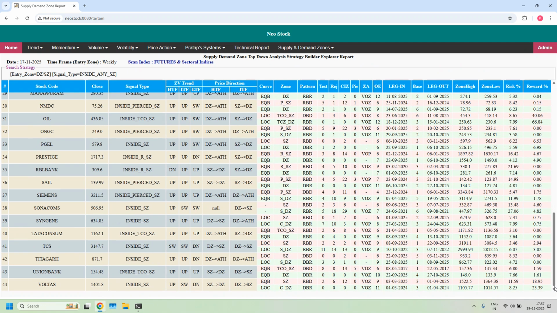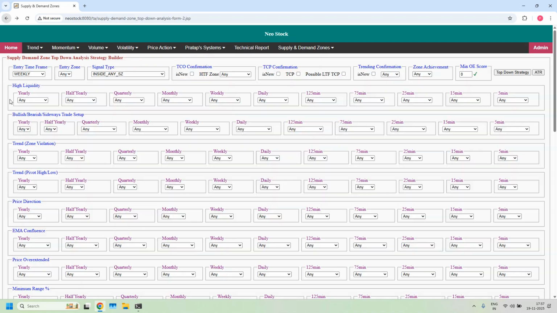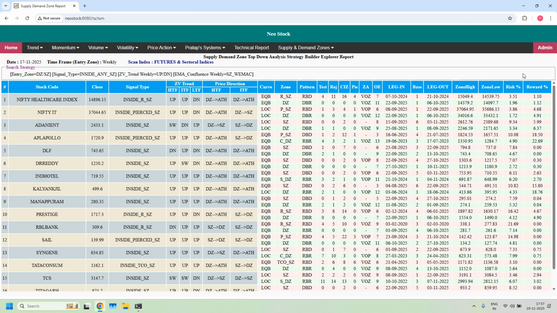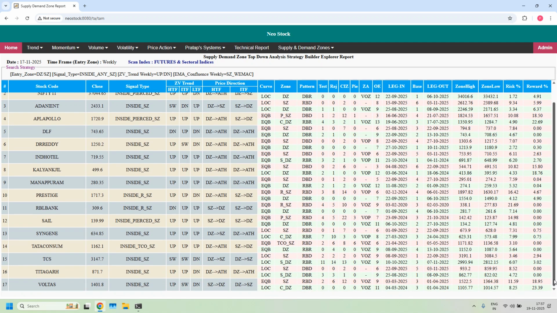Total 44 stocks. Let's again apply EMA Confluence on these weekly supply zones, and also the trend on the weekly should not be sideways. It can be up or down. So first 15 stocks in the list. Scrolling the list down. Total we got 17 stocks. Next time frame daily was already generated in the beginning of the report.